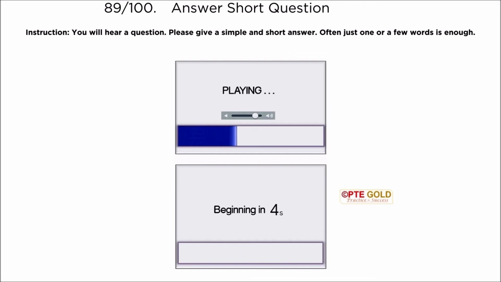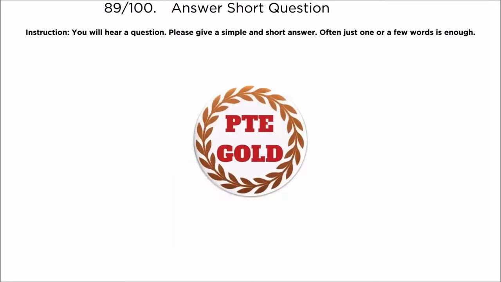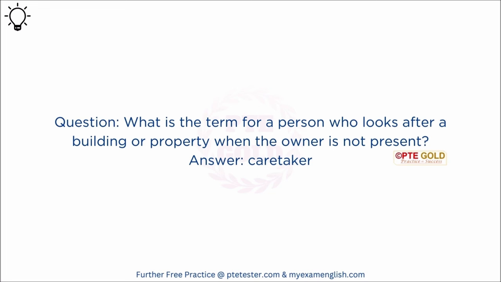What is the term for a person who looks after a building or property when the owner is not present? Caretaker.